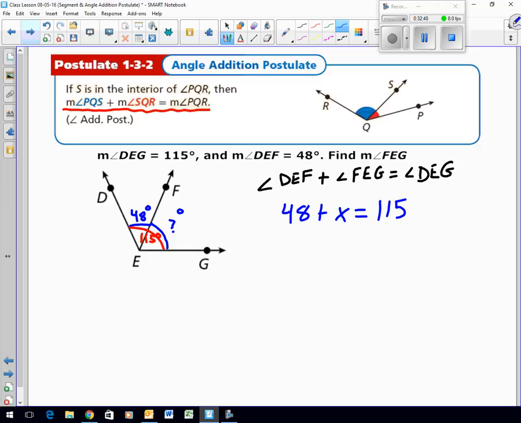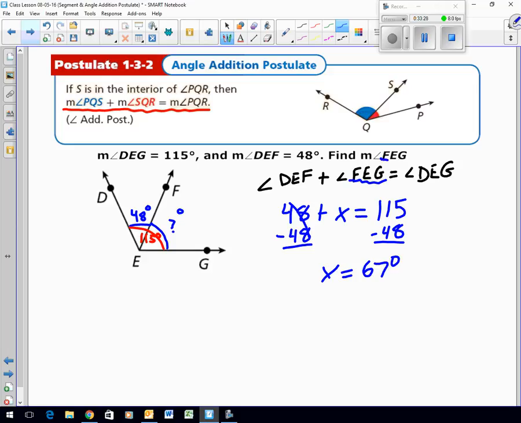Now look, I do this every year. How many of you do not know how to solve that? Isolate x. How do you get 67? Guys, it's a one-step equation. I subtract 48, correct? X is by itself now. X is 67 degrees. What was x representing? FEG.